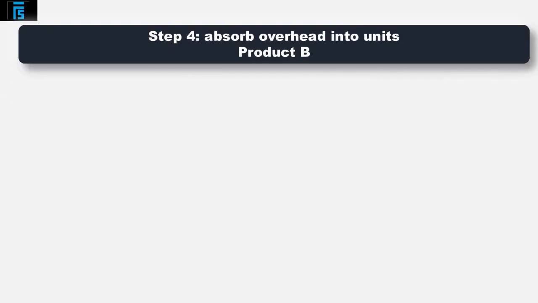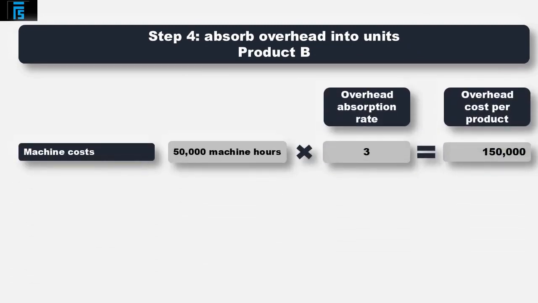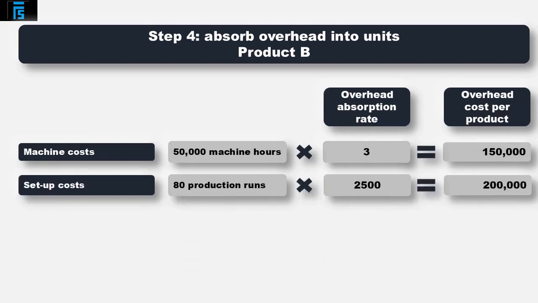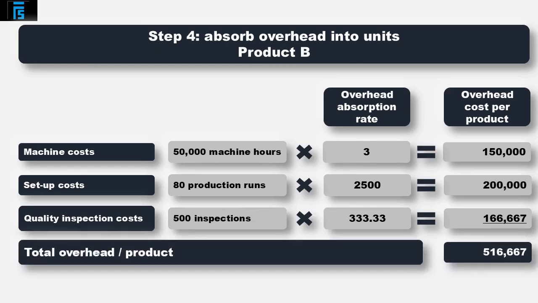Similarly, for product B, machine costs of 150,000 are absorbed, 50,000 hours at $3 per hour. Setup costs of 200,000 are incurred, being 80 production runs at 2,500 per production run. And quality inspection overhead of 166,667 is absorbed, being 500 inspections at an overhead absorption rate of $333.33 per inspection. Total overhead absorbed by product B equals 516,667.